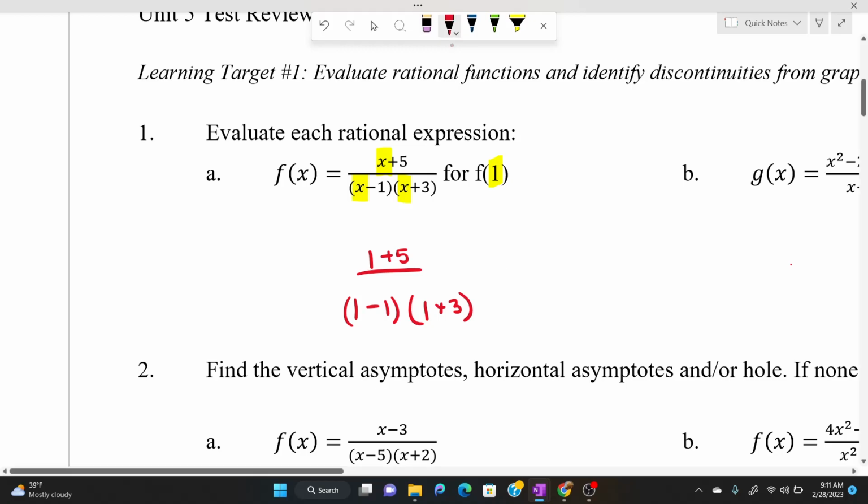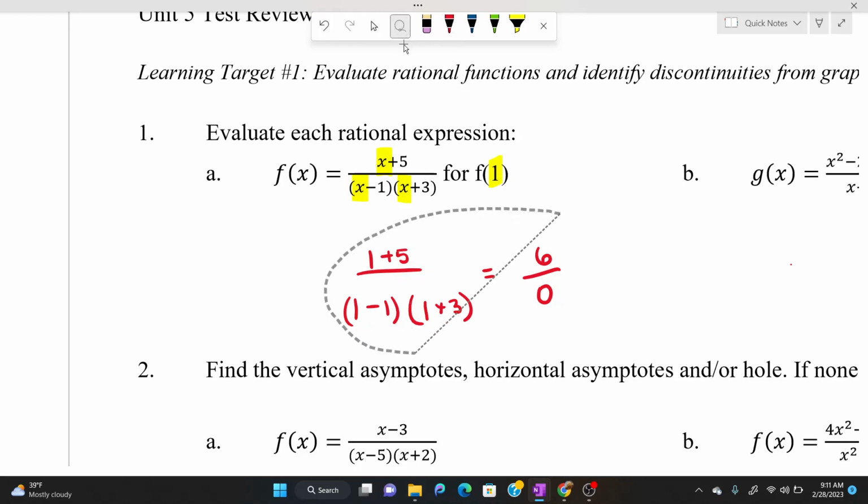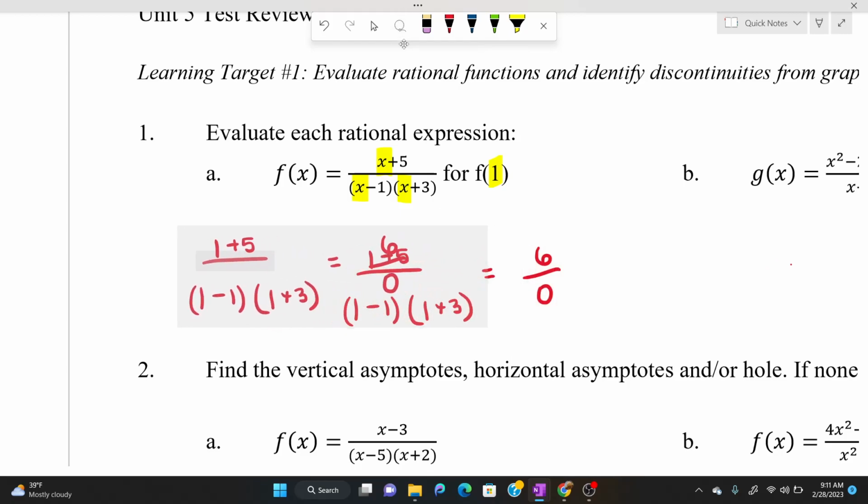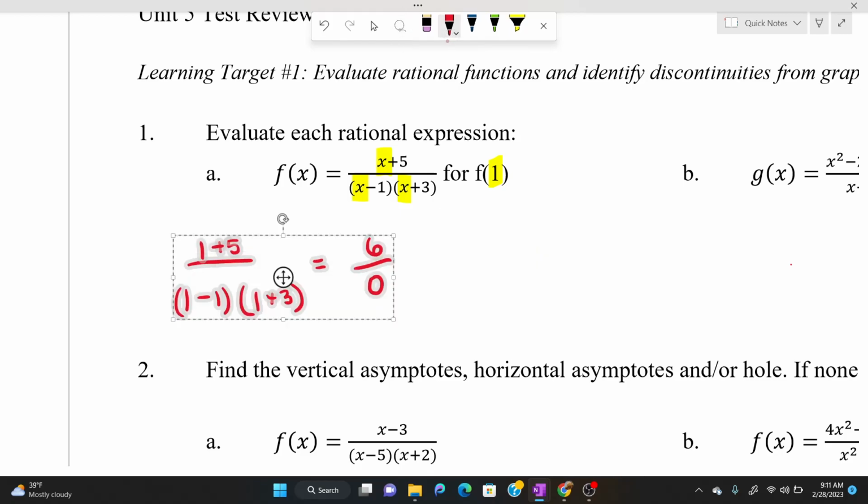Now, you can simplify these things separately. I'm going to take advantage of something here. I notice 1 minus 1 in the denominator. It's going to give me 0, times anything is 0. So that is going to give me an answer, which is undefined.